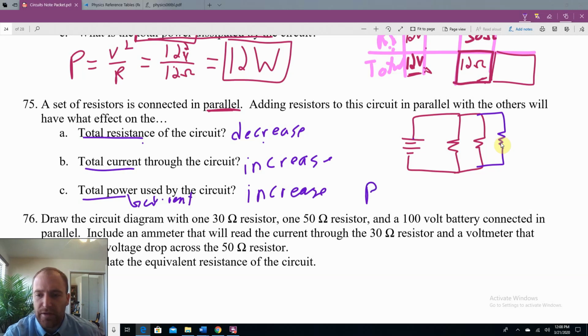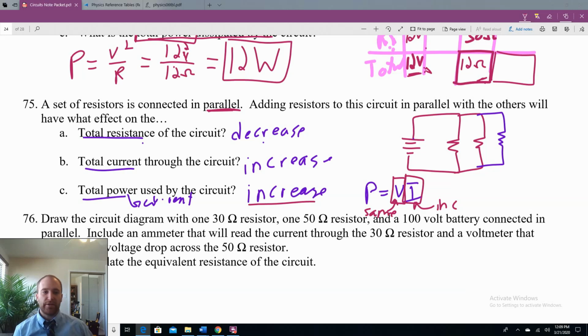Let's do P equals VI, right? Let's just pick the simplest power equation I can find, and we'll think about what's happening to all of these things. For the voltage, what's happening to our battery source? Well, I didn't tell you it's changing, right? So let's assume that stays the same. If we have the same battery, it's the same amount of voltage. Now the current, we just agreed in part B, should increase. So if you multiply the same number by a bigger number, you'll get a bigger number, or a value that has increased.